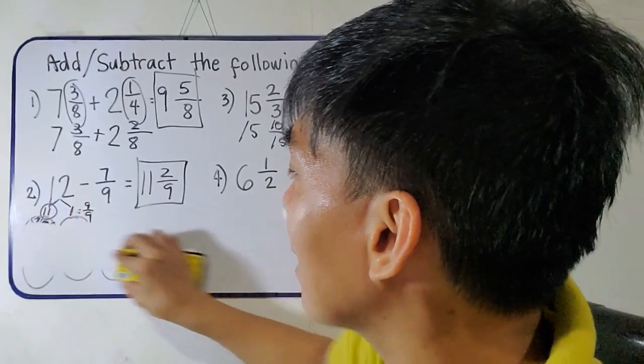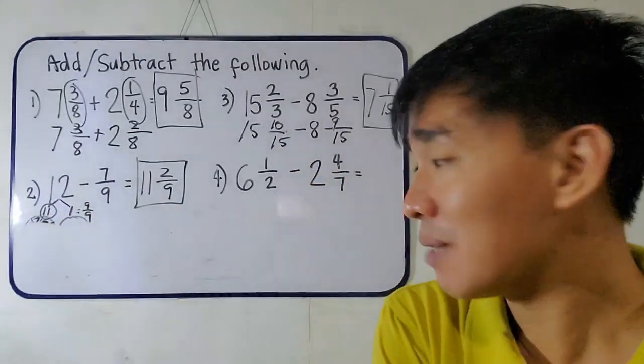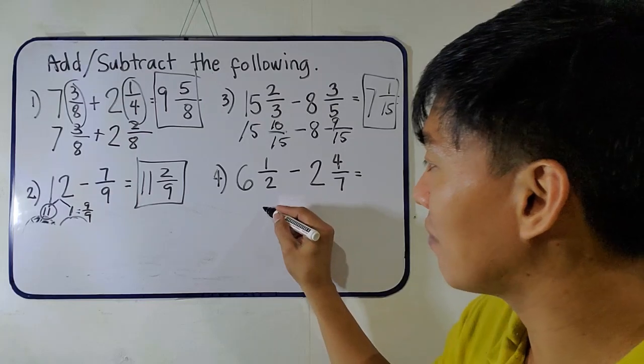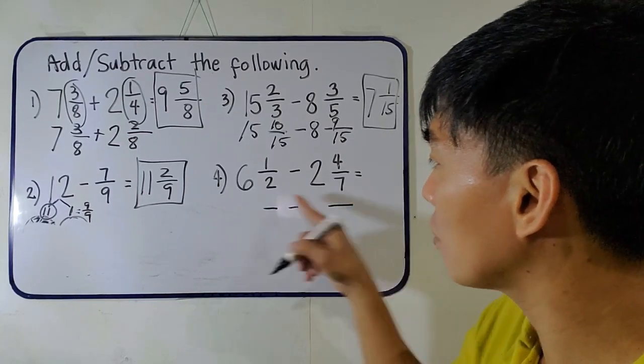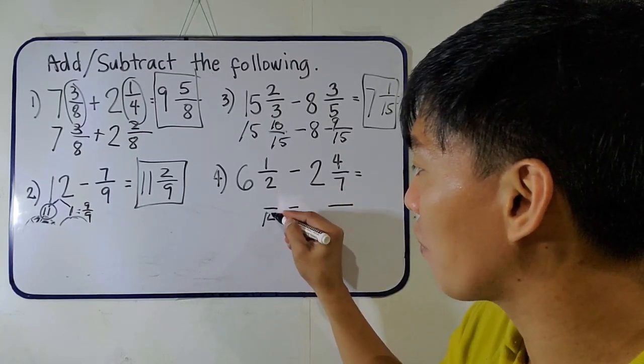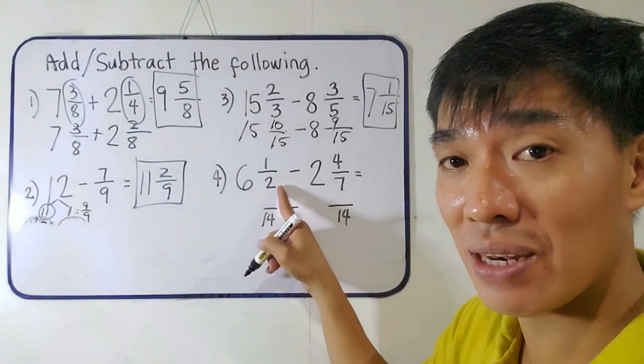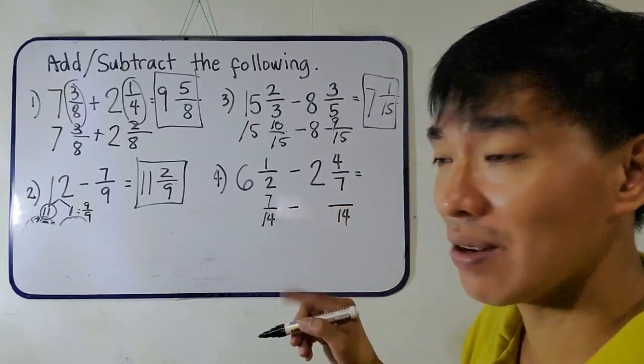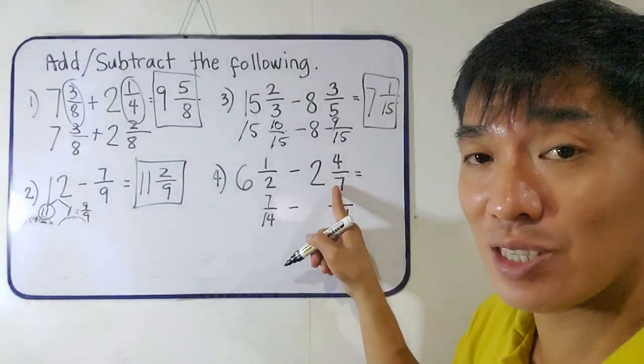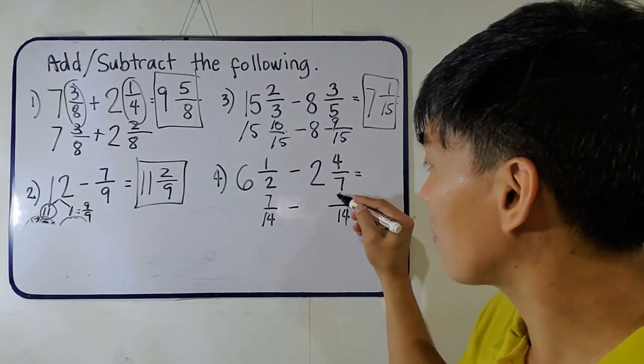Okay, so let me erase this one so that we have enough space to solve item number 4. In item number 4, they don't have the same denominator, so we have to look for their LCD, which is equal to 14, and 14 here. Now 14 divided by 2 is 7, times 1, that is still 7. 14 divided by 7 is 2, times 4 here, that is equal to 8.